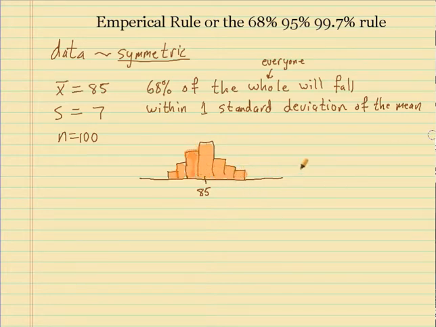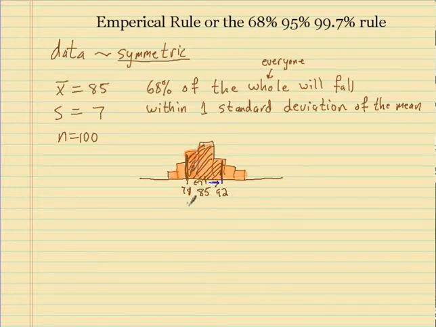So what's one standard deviation? One standard deviation, I have to add 7 to this. So one standard deviation would be 92. Do you agree? It just goes up 7. And if I go 7 this way, I'm going to come down to 78. So from here to here, I could shade that area in.